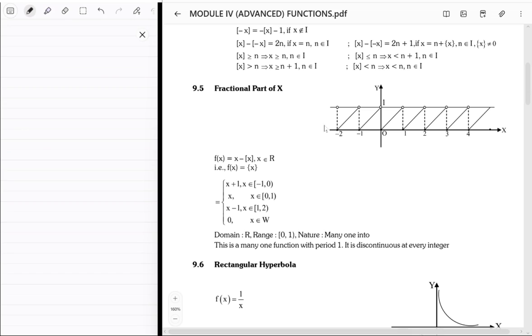Fractional part of x, so curly bracket x, right? It's x minus the integer part of x. So it goes like this. I'm just going to do this for positive values. The fractional part of 2 is going to be 0, because it's actually 2.0, so there is no fraction. It's x minus the integer part of x, which is 2 minus 2. That's going to be 0, right? Does that make sense? Okay, cool.